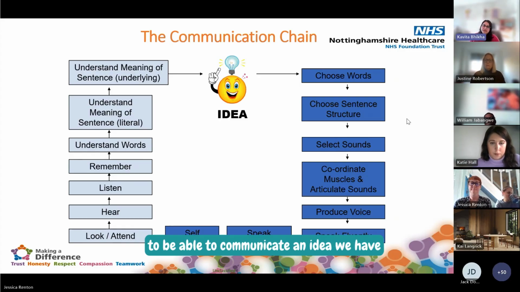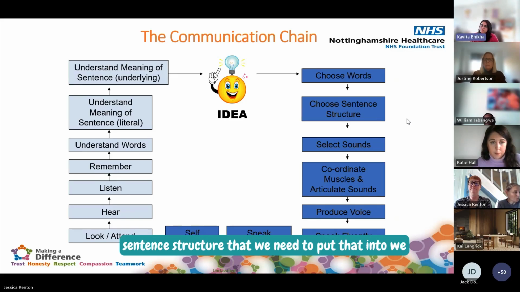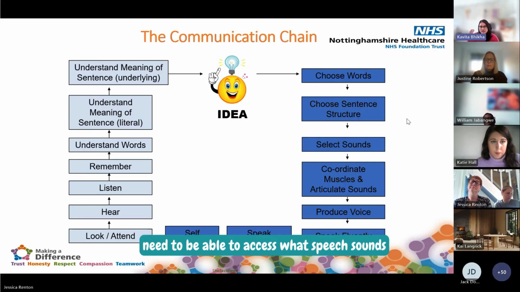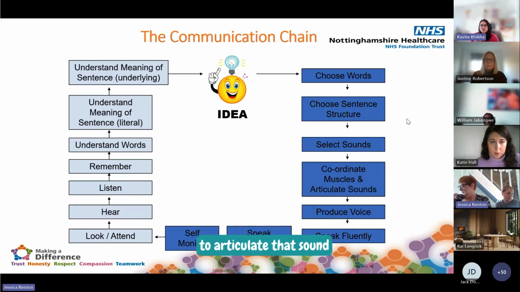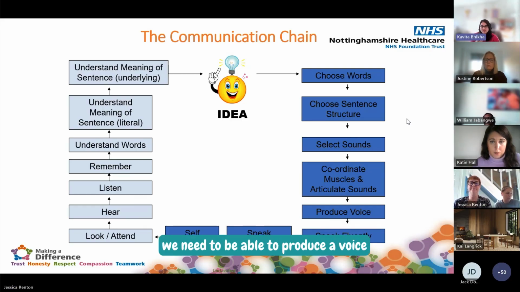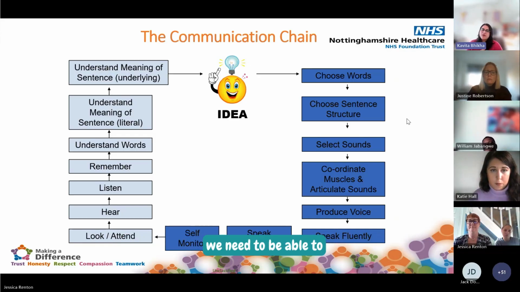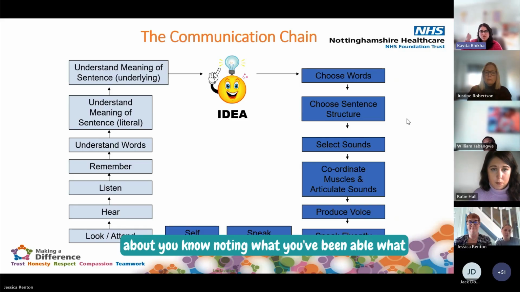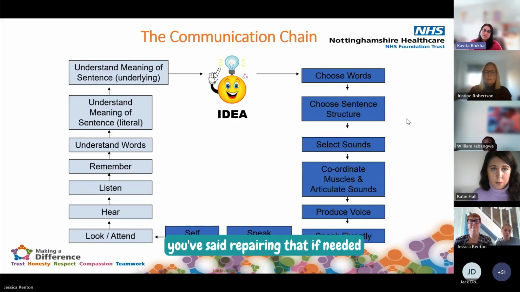So obviously, to be able to communicate an idea, we have to be able to choose which words we're needing to use, and the vocabulary. We've got to be able to think about the grammar and the sentence structure that we need to put that into. We need to be able to access what speech sounds we're needing to put together and coordinate our muscles to articulate that sound. We need to be able to produce a voice and also use that in a fluent way. We need to be able to speak and conduct ourselves in an appropriate manner. We need to be able to self-monitor. So noting what you've said, repairing that if needed.